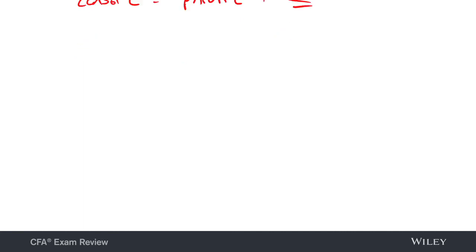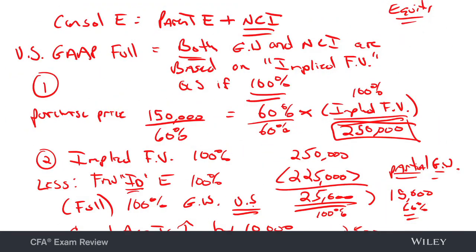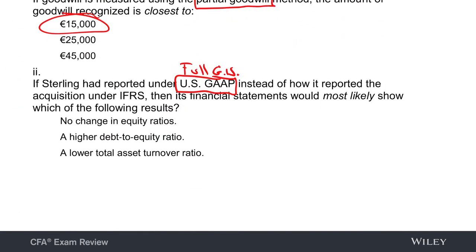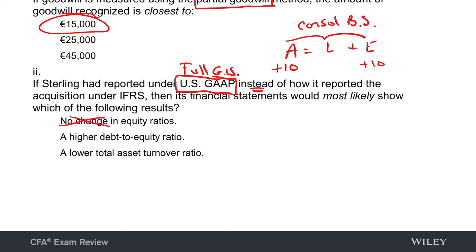Okay, so now we can answer this question. They want to know, in this particular question, if we had reported under US GAAP instead, then we know our goodwill is going to be higher by 10, and our consolidated equity is going to be higher by 10. So when you look at your consolidated balance sheet, relatively speaking, goodwill's higher by 10, consolidated equity is higher by 10. Okay, then what would that result in? No change in equity ratios? That can't possibly be correct. If your equity is different, your ratios are going to be different.